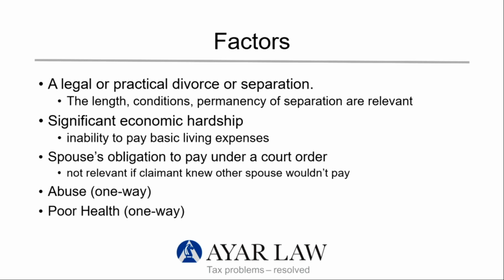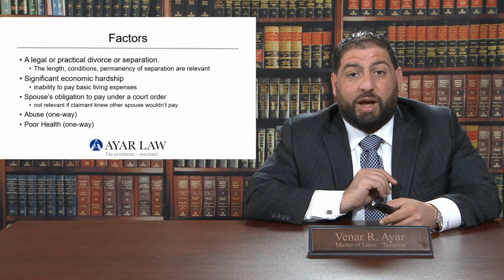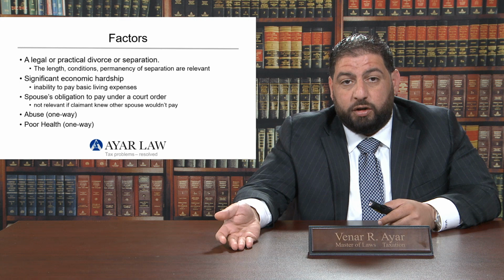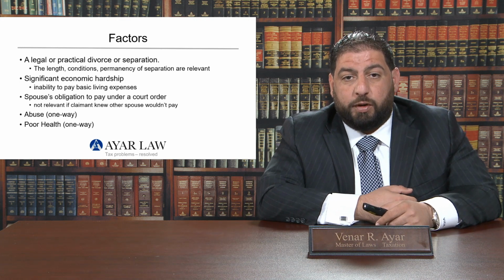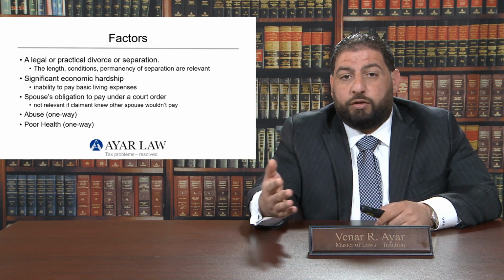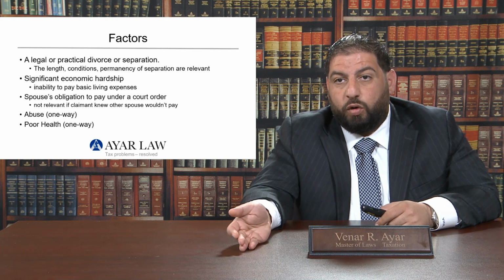The length of the separation, conditions, and the permanency are all relevant, but there are no specific bright line rules like there were with the separation of liability relief. They'll look at significant economic hardship. If they don't let you off the hook, would that leave you unable to pay your basic living expenses?